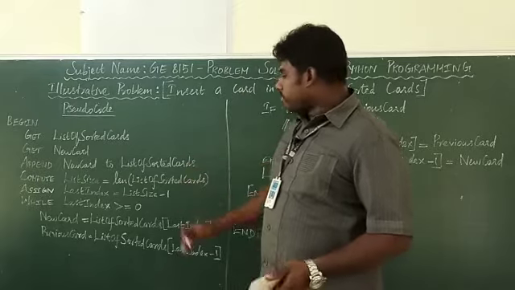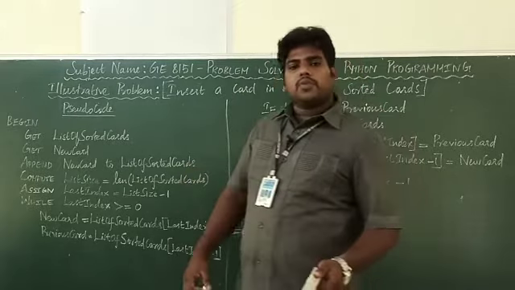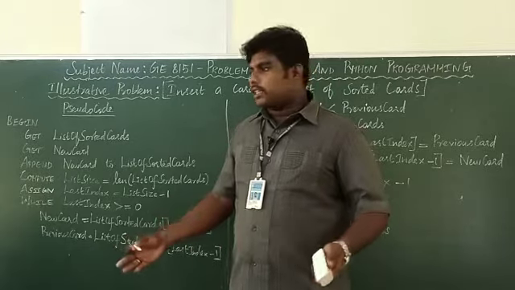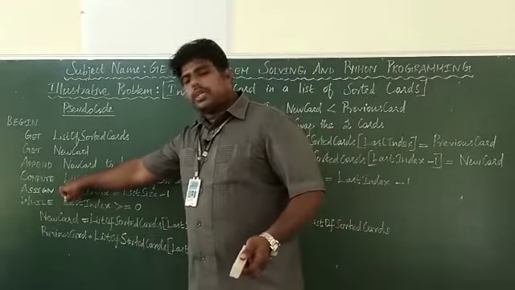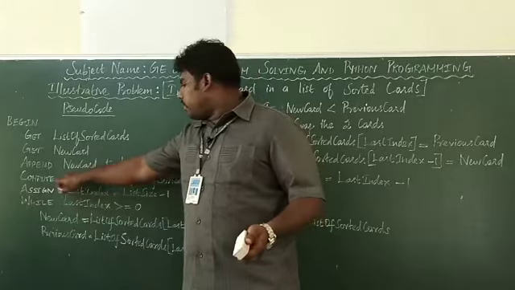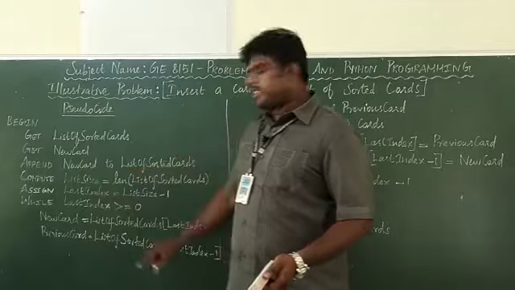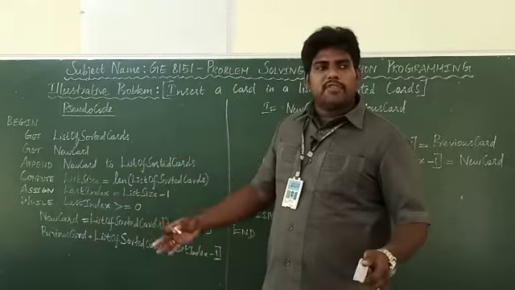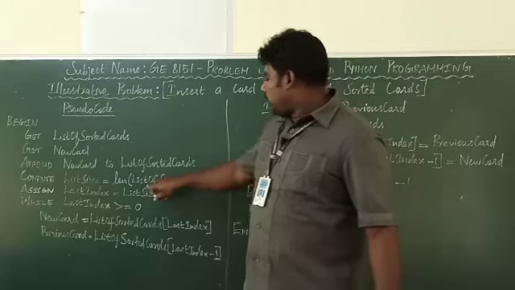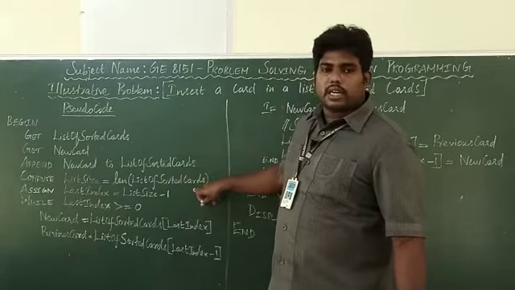Okay. Then what is the next step? We have to find the location. For finding the location, we want to find the length. So you have to find the list size, and for that you use the keyword compute. List size equal to length of the list. What's the list name here? List of sorted cards. So length of list of sorted cards.